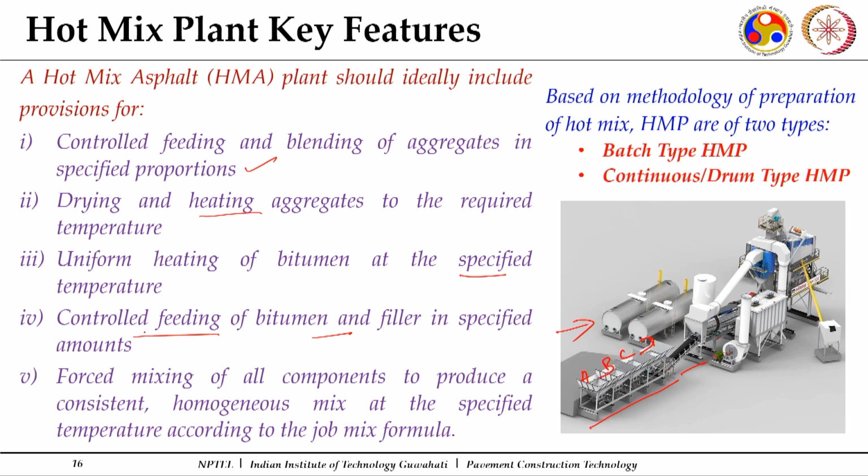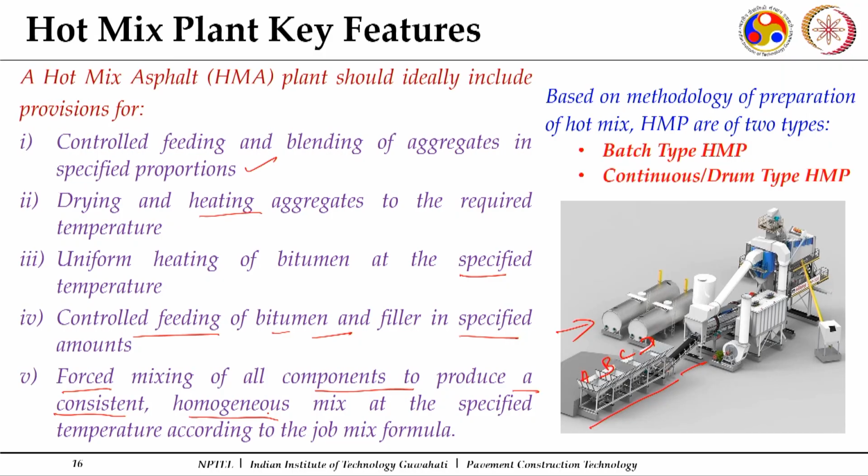So, it says controlled feeding of bitumen and filler in specified amounts has to be done during mixing. So, forced mixing of all the components. All these components, where fines, aggregates of different sizes and the binder are there, should produce a consistent mix, because you will require, as I said, large tonnages of mix; the capacity may be 100 ton per hour, or it may be more, 200 ton per hour. So, there should be a consistent homogeneous mix.